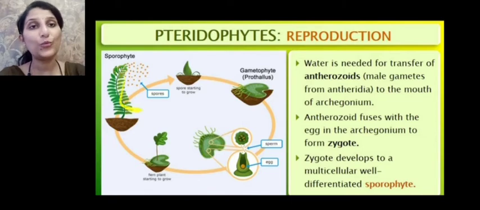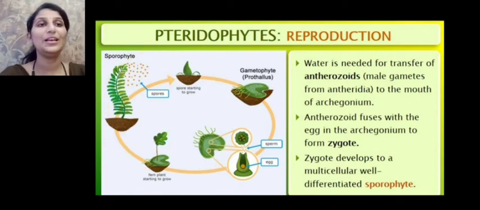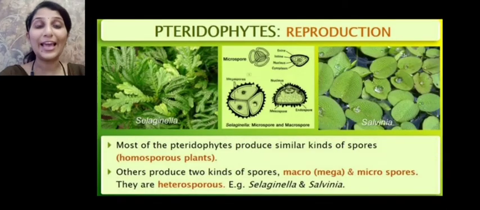So the sporophyte produces spores by meiosis. The spores germinate to produce the prothallus, which is the gametophyte and is haploid. These produce gametes, which are again haploid, and they fuse together to form a zygote, which is diploid, and the zygote develops into a sporophyte. We can see the zygote developing into a sporophyte. So that's about the life cycle of the pteridophytes.